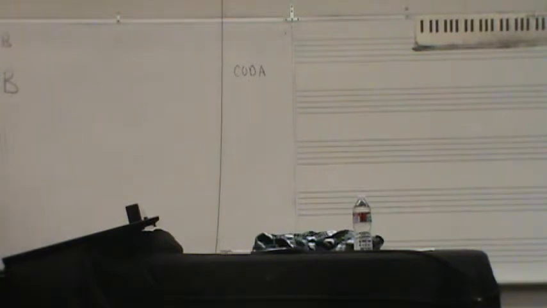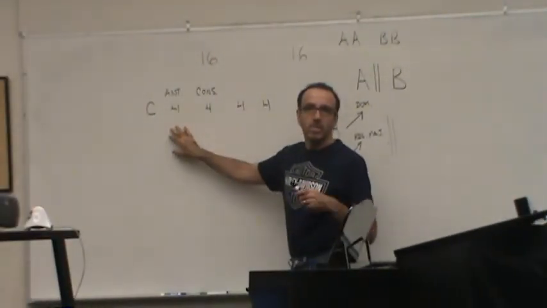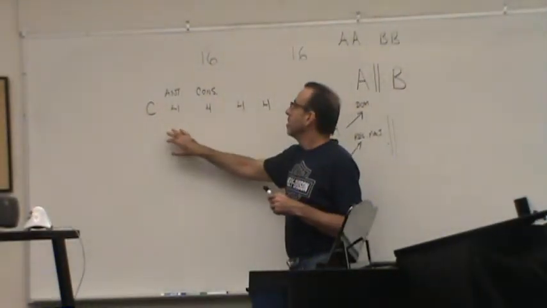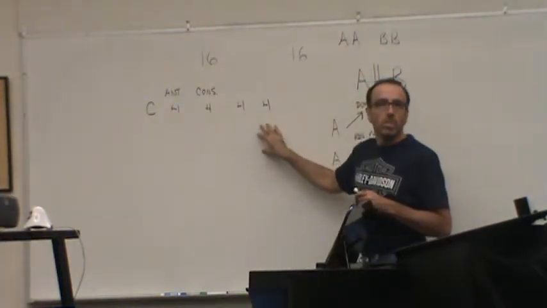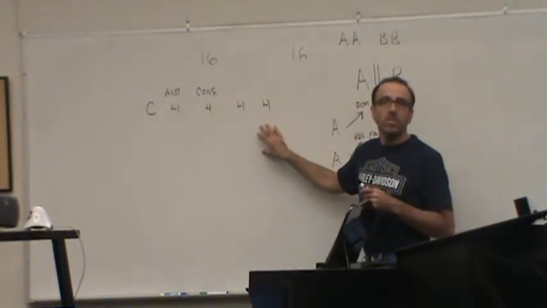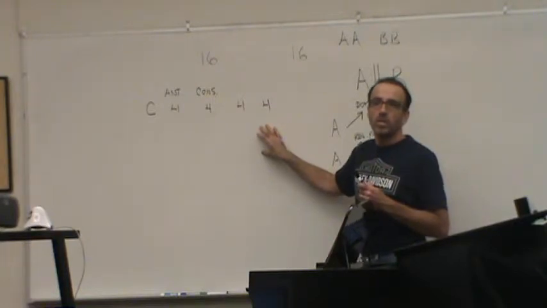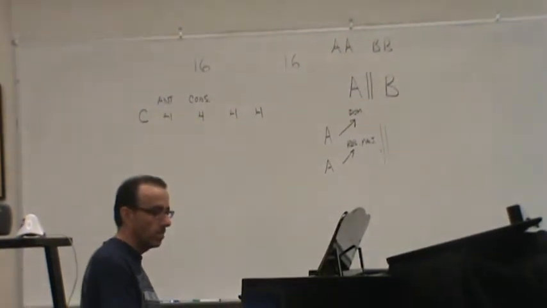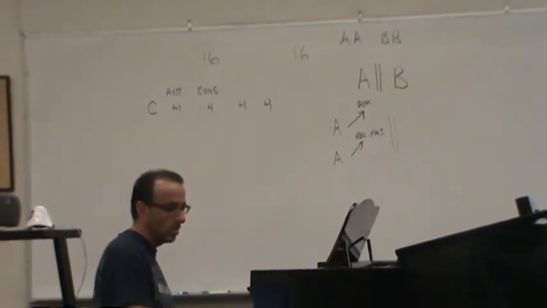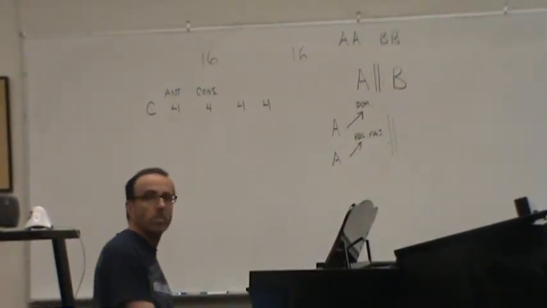But that would be the idea, is to write something where you've got an antecedent consequent phrase in the starting key. It doesn't have to be C major; it could be D major. And then somewhere in the next 8 measures, you're going to modulate. You could maybe use some sort of sequence to modulate. You could do, now I'm in the key of G.